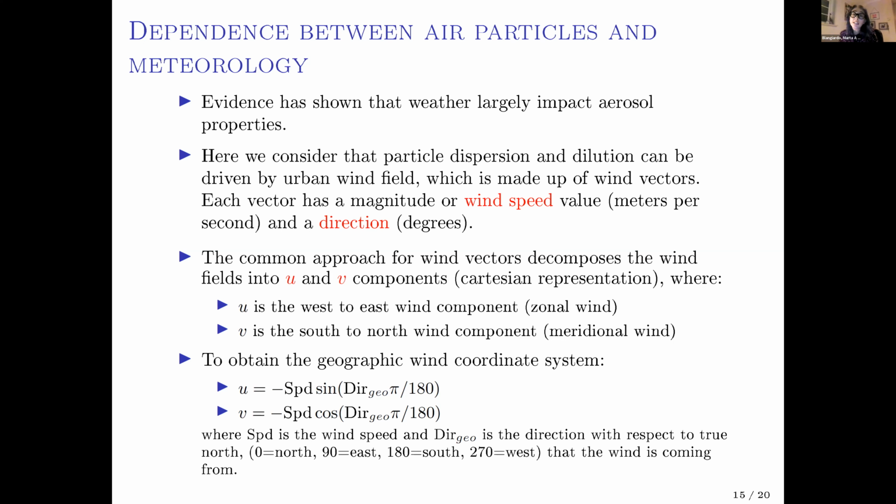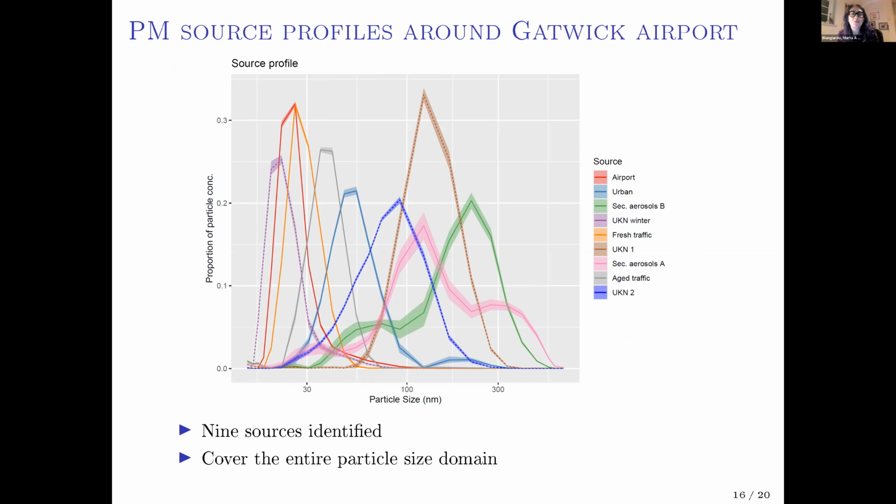And we included this into the model with some sort of transformation, a Cartesian representation, which is explained here. It's nothing very complicated. It has been used many, many times before. It just uses sine and cosine to transform the original values into Cartesian coordinates. So we had all this information in the model, and this is what we get out of the model. We run the model and we get some source profiles.